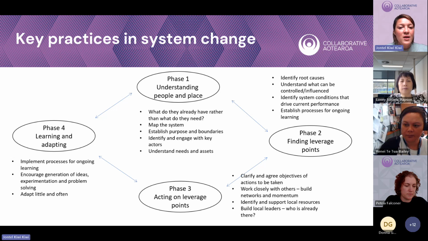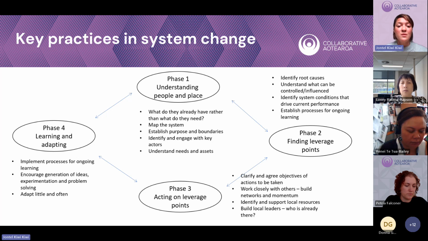Phase 3, to clarify and agree the objectives of the actions that you're planning to take with that whānau or community wants to take. Working closely with others, building networks and momentum. This is a key because it's all about the connections, not necessarily about the actions. The connections get the actions to happen. Identify and support local resources. So that's always, and build local leaders. So who is already there?